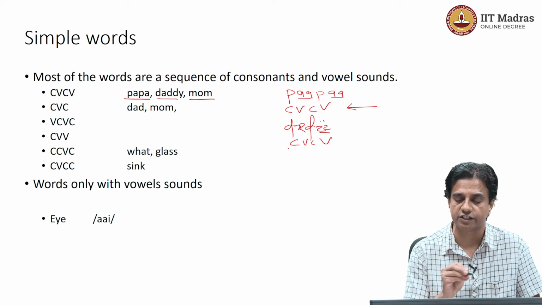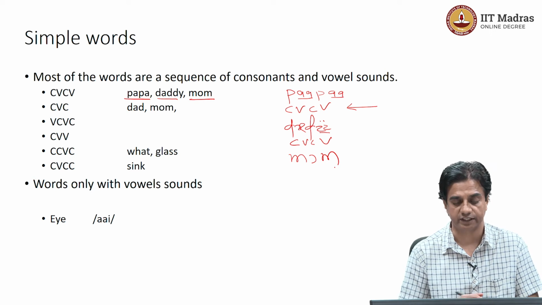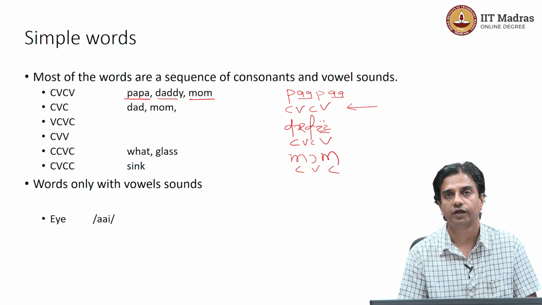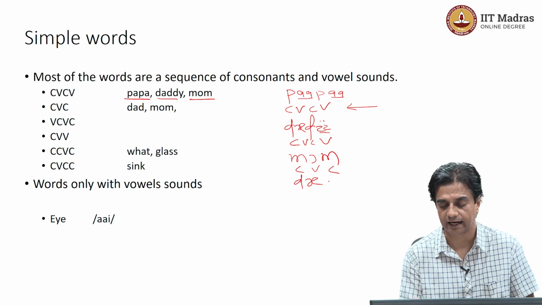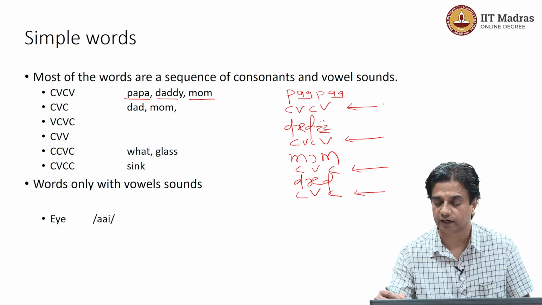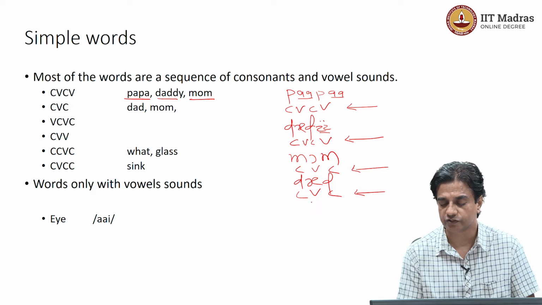Okay, let's look at this word mom. So, you have ma, o, and ma. This is a sequence of C, V, C. Now you see you can have dad, C, V, C. Look at this sequence, this sequence, and this sequence. These two are consonant, vowel, and these two are consonant, vowel, consonant.